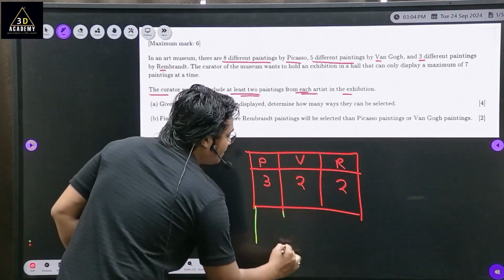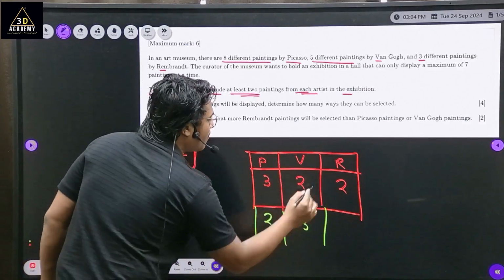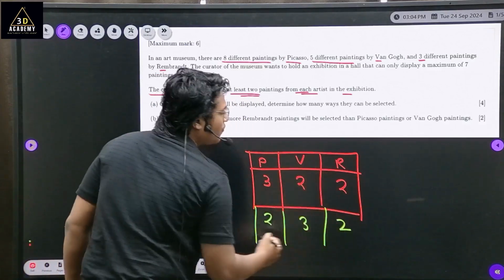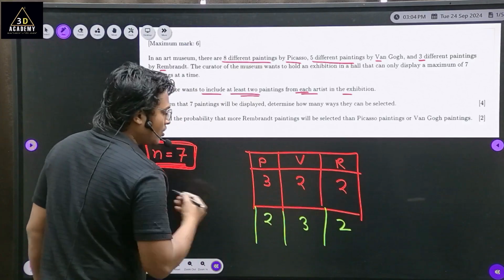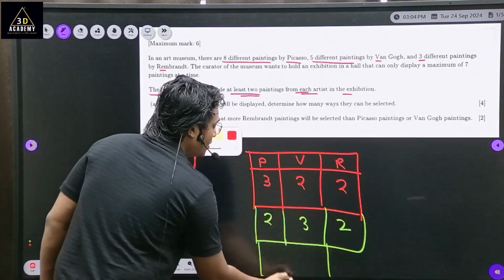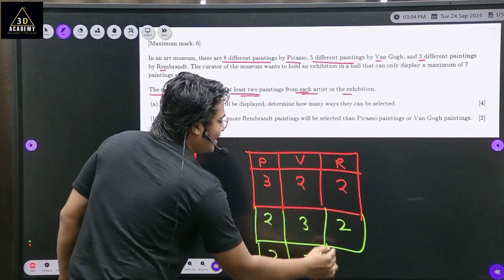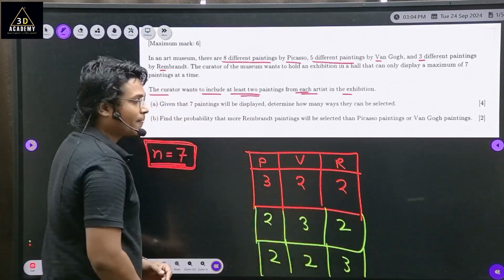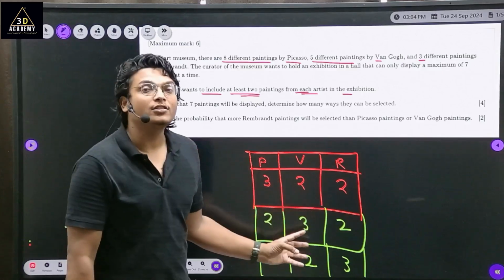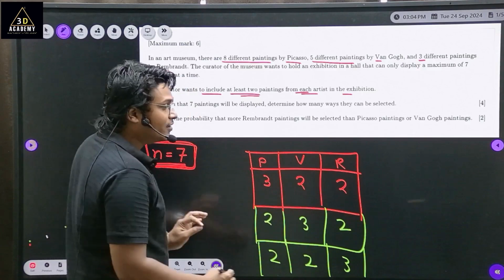Second condition, let's say I take 2 from Picasso, 3 from Van Gogh, then I'll have to take 2 from Rembrandt. Yes or no? Correct? And third condition, in the third condition, I can take 2 from Picasso, 2 from Van Gogh, and I'll have to take 3 from Rembrandt. Correct? So there are these 3 possibilities, and these 3 possibilities can be answered in this way.